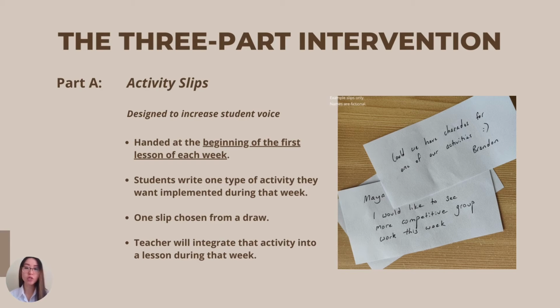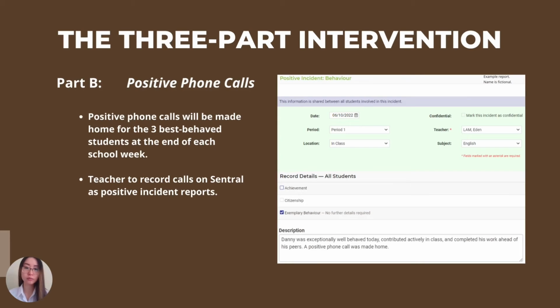On day 1, the teacher will introduce activity slips to students, which are designed to give students a voice in their learning. These will be handed to students at the beginning of the first lesson of each week. On their slip, students must write one type of activity they would like to see implemented in their learning during that week. These slips will then enter a drawer, be mixed up, and the teacher will then select one slip. The teacher will ensure that the chosen activity is then integrated into a lesson during the week.